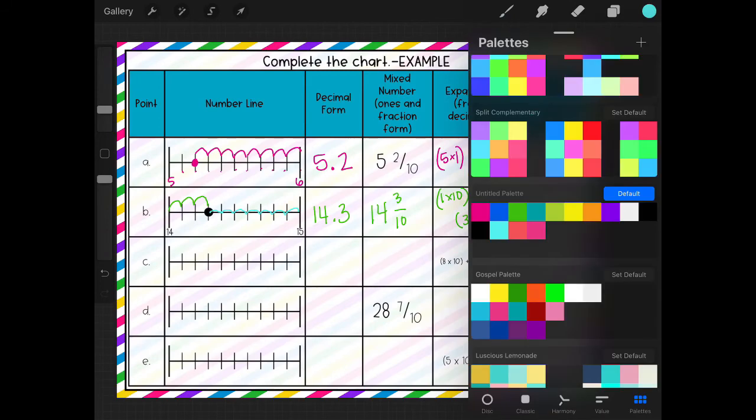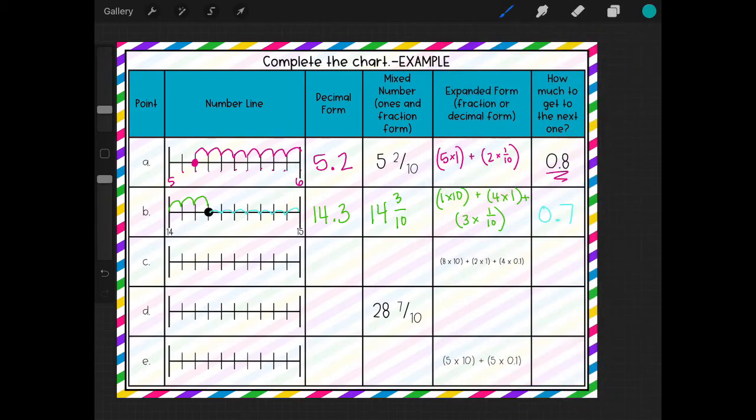All right, let's look at C now. C doesn't give me a decimal point or mixed number. All it does is give me the expanded forms. So I know right here is saying 8 times 10. Well, that's going to be 80. 2 times 1, I know that's 2. And 4 times 1/10 would be 0.4. So now I can put this together to be 82 and 4/10. I wrote that as a fraction, but I can also write it in my decimal format right here.